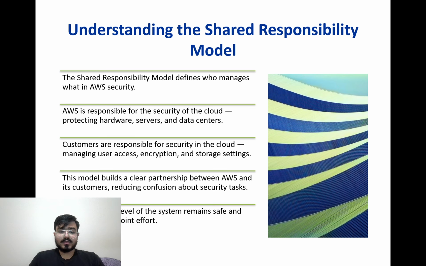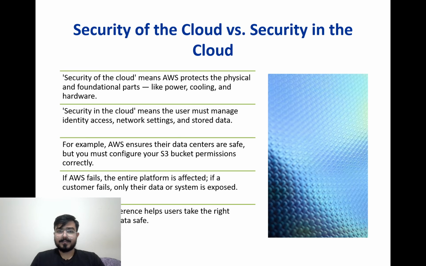We, the customer, are responsible for security in the cloud, which includes managing our users' permissions and how we store our data. This model ensures both sides know their roles clearly, which reduces confusion and improves protection. It's a partnership. AWS handles its part and the customer handles theirs. Together, this keeps the entire cloud environment safe and running properly.